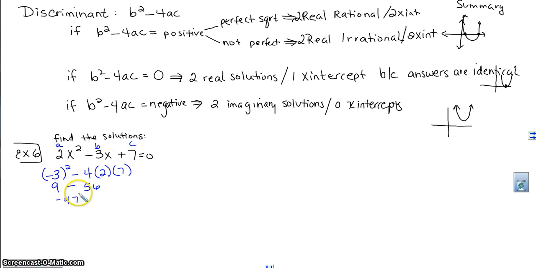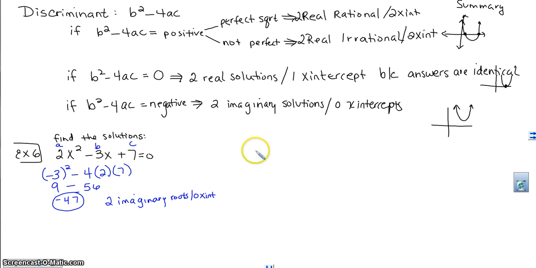Okay, here's our discriminant. We get a -47. And so that means that it's going to be two imaginary roots, 0 x-intercepts, no real solutions.